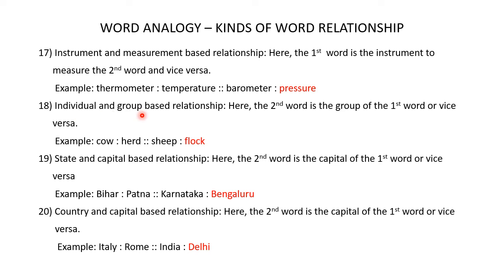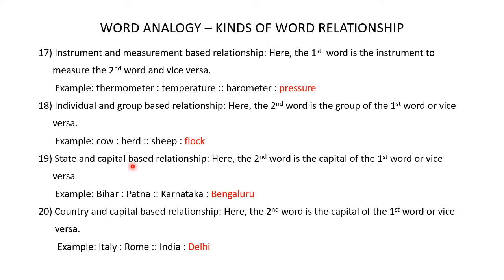Individual and group based relationship. Here the second word is the group of the first word, or vice versa. For example, a group of cows is called a herd. Similarly, a group of sheep is called a flock.